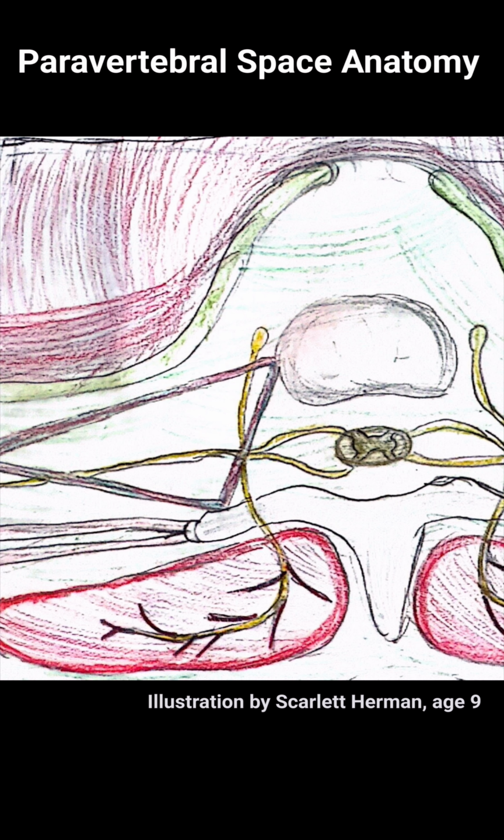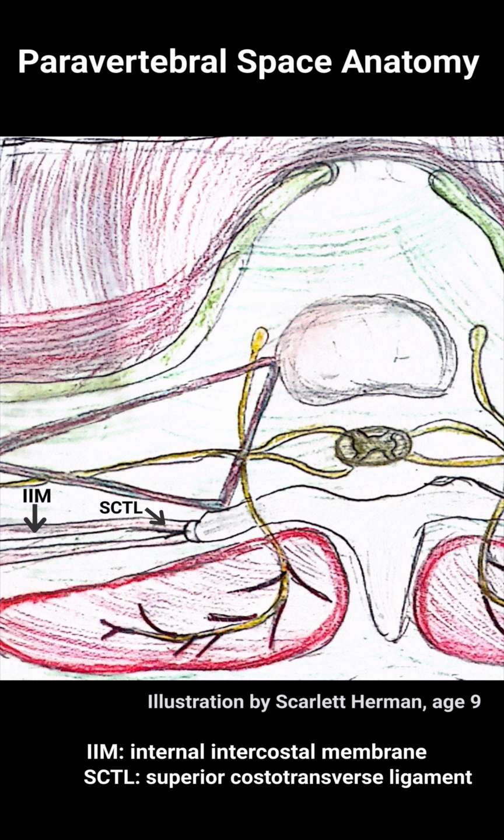The paravertebral space is a triangular-shaped potential space. Its borders include the internal intercostal membrane, which is continuous with the superior costotransverse ligament, transverse process, and pleura.